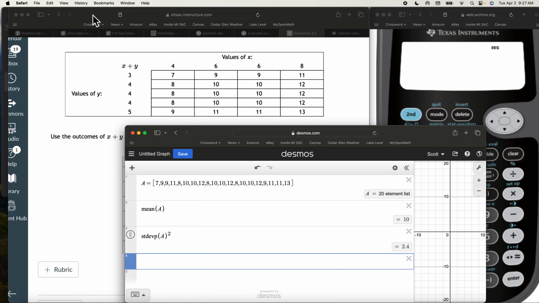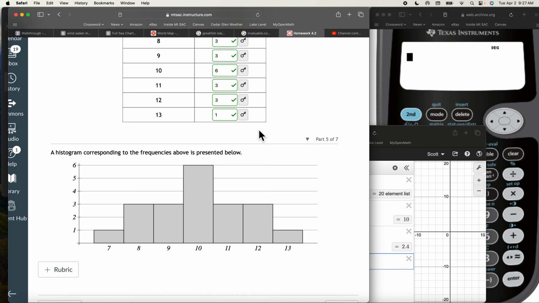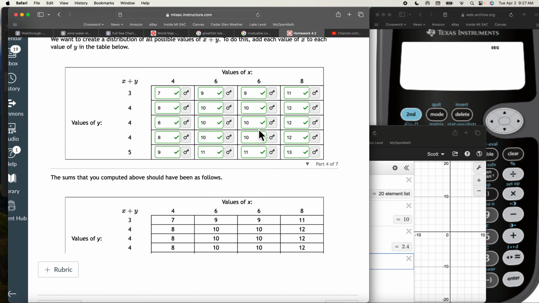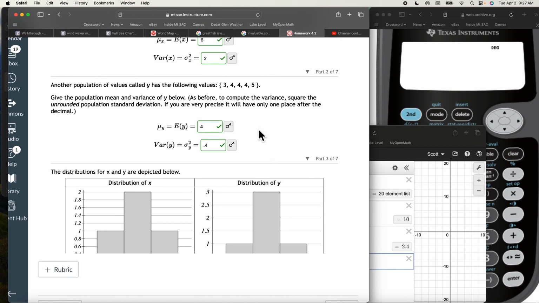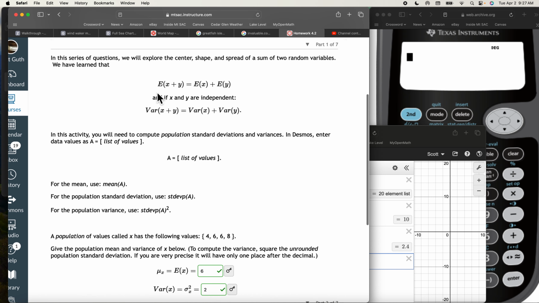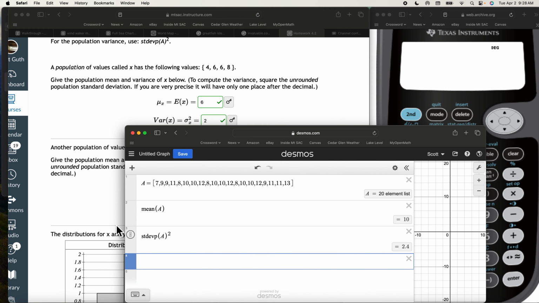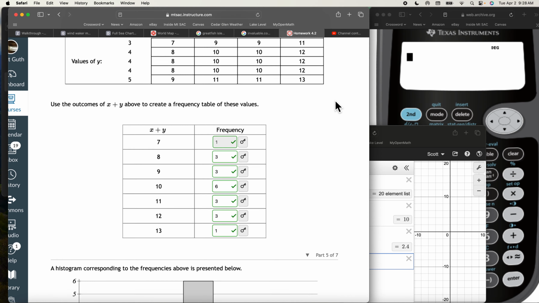So one of the things we know from the homework is that the mean of the sum is the sum of the means. Where is that here? The expected value is the mean. The mean of the sum is the sum of the individual means. So before, the means were 6 and 4. The sum of those means is 10. And then going back to Desmos real quick, the mean of the sum was 10 here. So that's kind of just validating everything.